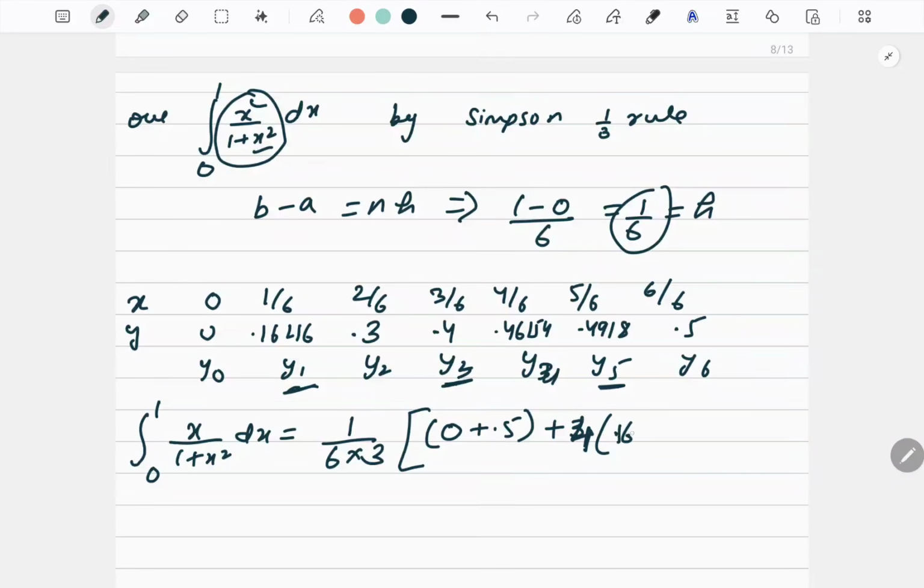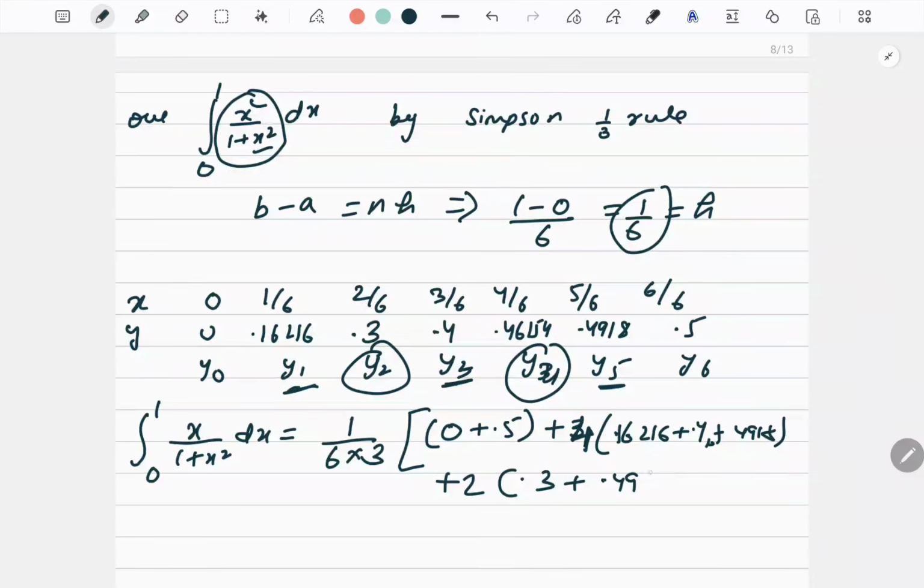So 0.16216 plus 0.4 plus 0.4918, plus 2 times all the even ones, meaning 2 and 4, since 6 is already taken. So 0.3 plus 0.46. Right? And then when you solve this, you will get 0.34661, which is your answer.